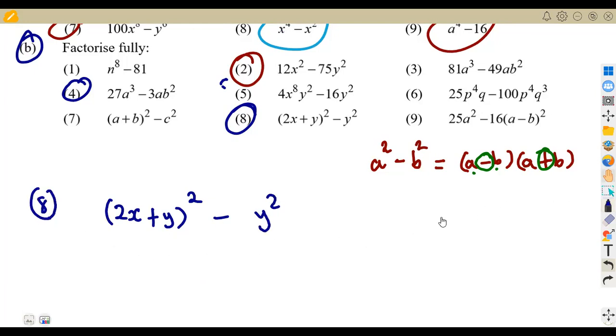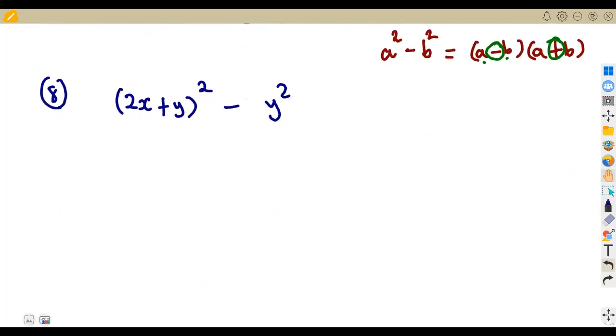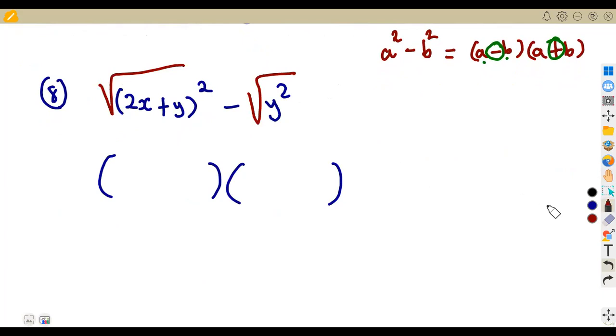So if you have to consider this, this is also a difference of two squares because this is a perfect square. This is also a perfect square because of y, because of 2. So we are going to have two brackets. Remember, the idea is to find the square root of these two terms. To find the square root of these terms, simply we are removing the squares that we are having. So this is going to give us 2x plus y.